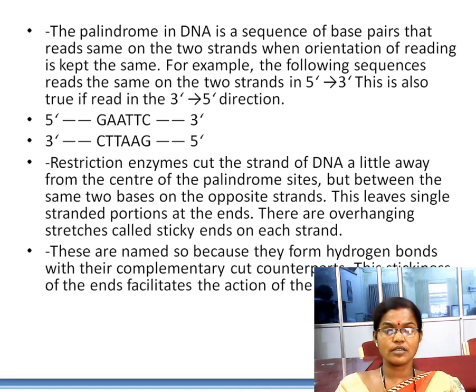Palindromic sequence. Now, students, this palindromic sequence is also asked for a 1 mark question. Define palindromic sequence: it is the sequence with 6 nitrogen base pairs which reads similarly in both forward and backward directions. That is called a palindromic sequence.